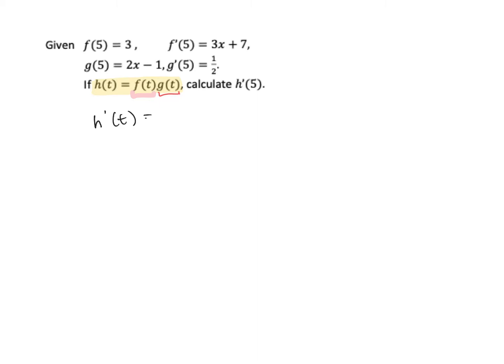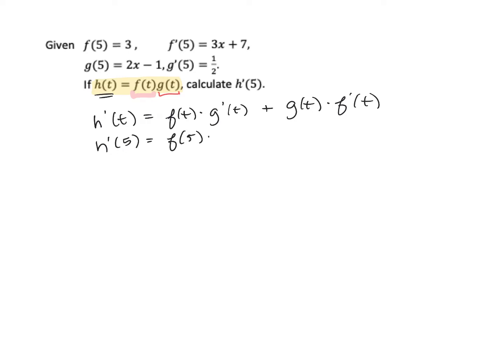So h prime of t is the first, which is f of t, times the derivative of the second, which is g prime t, plus the second, which is g of t, times the derivative of the first, which is f prime of t. So you first have to take the derivative of h of t, and then you can plug in the 5. So f of 5 times g prime of 5 plus g of 5 times f prime of 5. So we're going to use our guide up here to see what these things are, and let's do it.